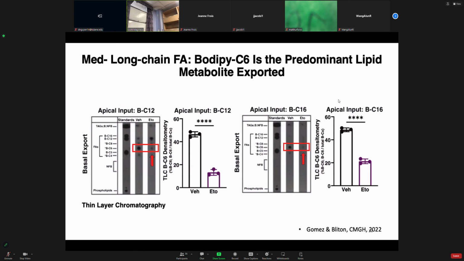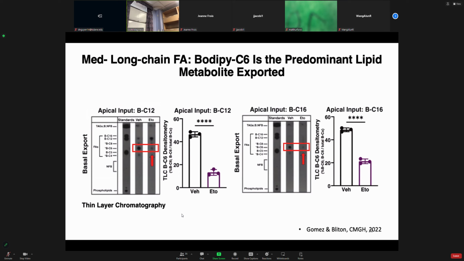If you look at the vehicle alone, you can see that the predominant species that comes out in both the medium chain and the long chain is C6. So there was some beta oxidation happening, but only C6 was coming through. You can see this quantified in the bar graphs on the left. If you look at the shorter chain, the C12, you can actually see some larger chain. C12 can actually be exported a little bit. It's more hydrophilic than C16, so it can get through a little bit. But the predominant species is C16.